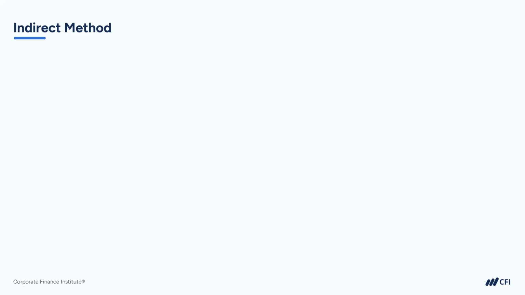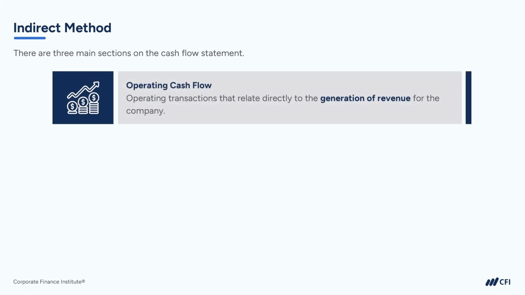For the rest of this course, we're going to focus on the indirect method, which, as I've already mentioned, is by far the most common approach used by organizations. There are three main sections on the cash flow statement. The first section focuses on a business's operating cash flows. Operating cash flows and transactions are those that relate directly to the generation of revenue, whether that be revenue or expenses. And basically, they're the reason the company is in business.